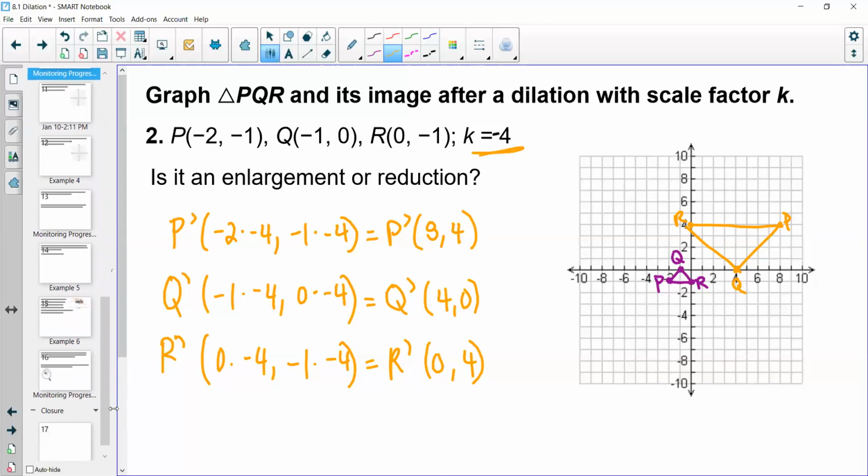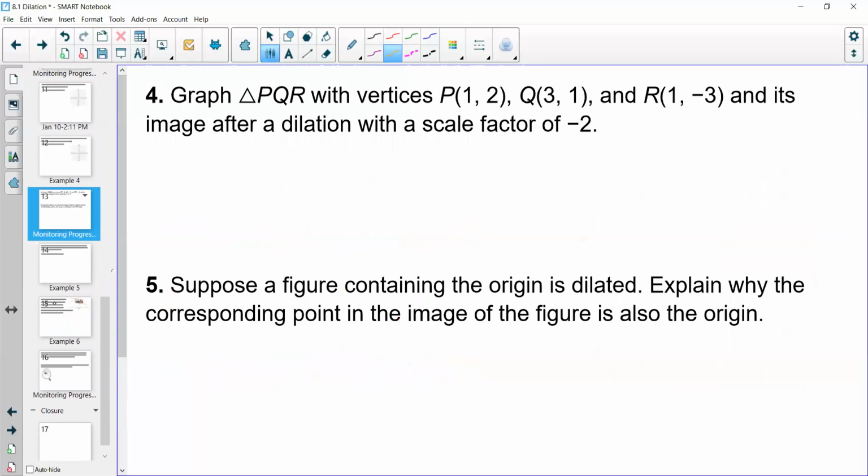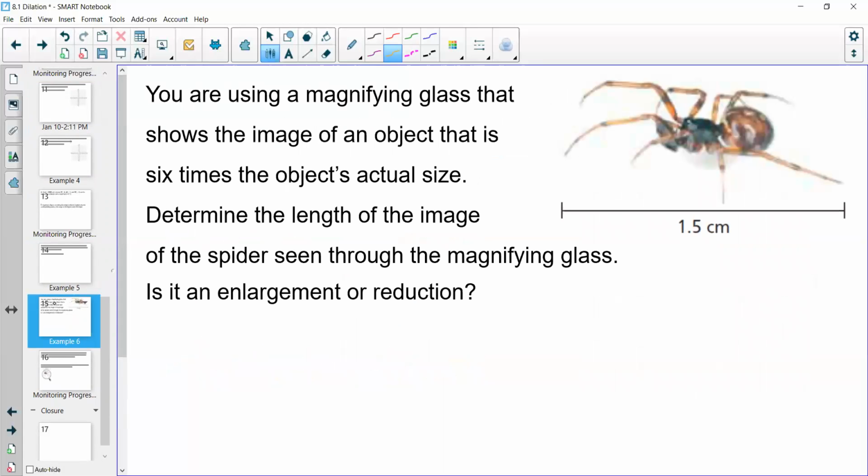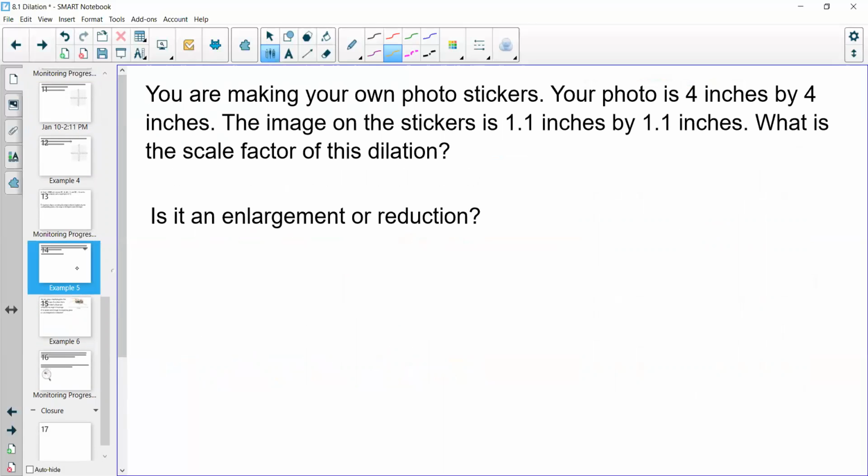Now, the cool thing about dilation is that we actually see dilation so often in the real world, and we just don't realize it. So for example, here's a problem where you're making your own photo stickers. Your original photo was a 4x4. You must have taken it on your phone. And the image of the sticker that you're trying to print out is a 1.1 inch by 1.1 inch. What's the scale factor? So how much am I reducing this by? Is it an enlargement or a reduction? Well, because I'm going from bigger to smaller, it seems like it's a reduction.